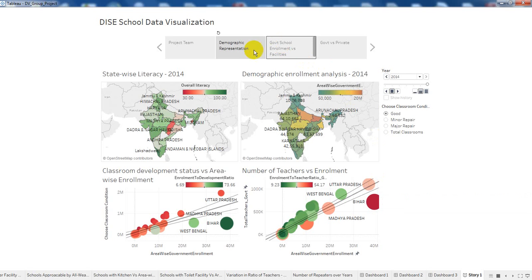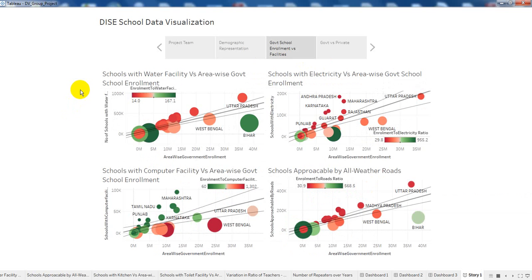Moving on to the next story point, here we will analyze the various facilities which affect the enrollment data. Let's start with the water facility. In case of water facility, we can see for the state of Bihar, for a school having a good water facility, the number of students enrolling into the class is 144. So which is a very good number.